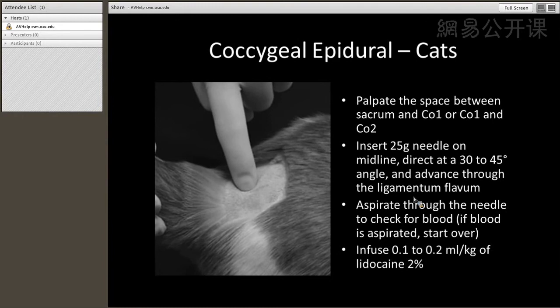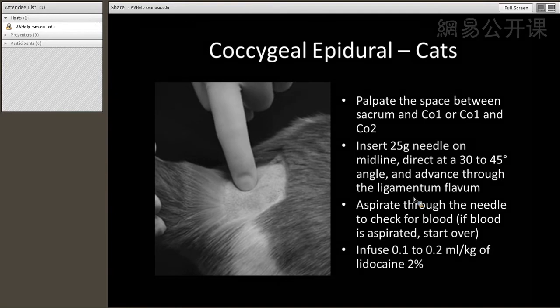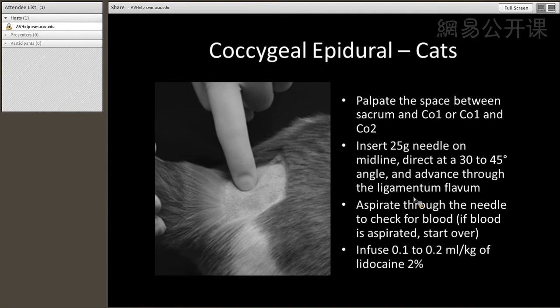And in this situation, you would want to aspirate back because you want to make sure you're not in a vessel. The advantage of doing a coccygeal epidural is that you can use local anesthetic. You are nowhere near the spinal cord back here, which is great. And you're also not going to get cranial spread of local anesthetic, so the toxicity issues aren't going to be the same.